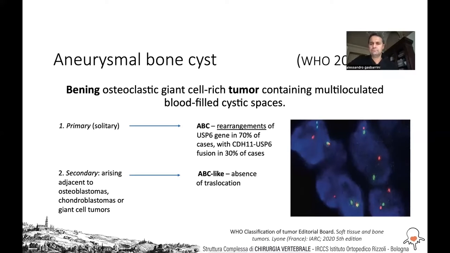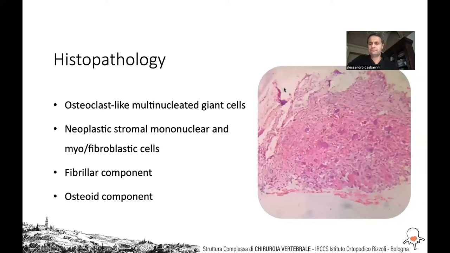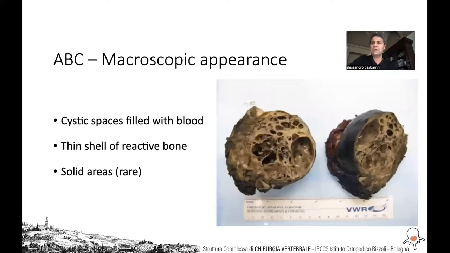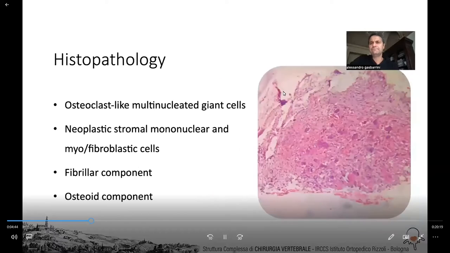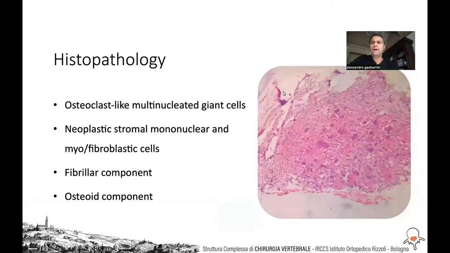Macroscopically, they appear as cystic spaces filled with blood, with a thin shell of reactive bone, whereas solid areas are unusual. Microscopically, we find osteoclastic-like multinucleated giant cells surrounded by stromal, mononuclear, and myofibroblastic cells and a fibrillar and osteoid component.